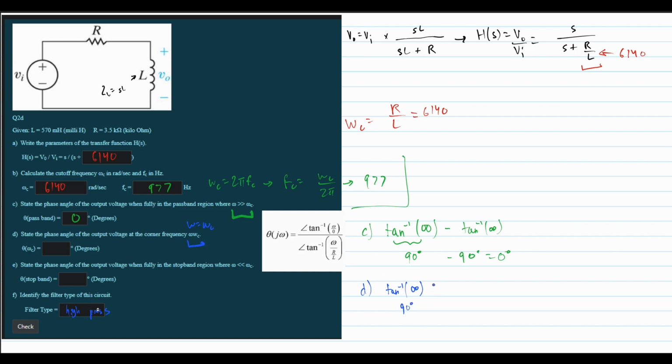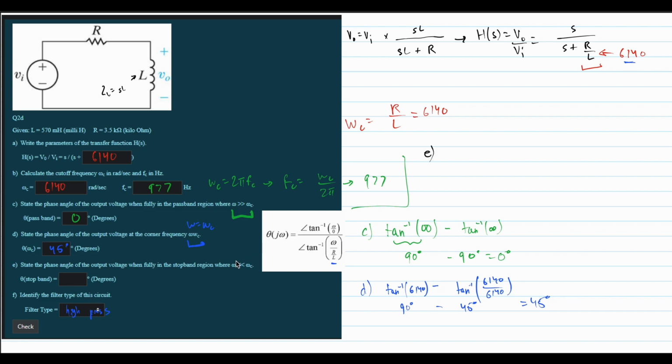So we'll have 90 degrees here, minus, this next part's going to be a little tricky. So we have our omega over R over L, and we can't just plug in an omega here, right? Let's actually, for clarity's sake, because they are equal, replace this with 6140. And then here we're going to have tangent -1 of 6140 over 6140, because R over L we found up here. And so this is going to be tangent -1 of 1. And tangent -1 of 1 is going to be 45 degrees. So we have 90 degrees minus 45 degrees. This is going to give us 45 degrees. So our answer here is 45 degrees.